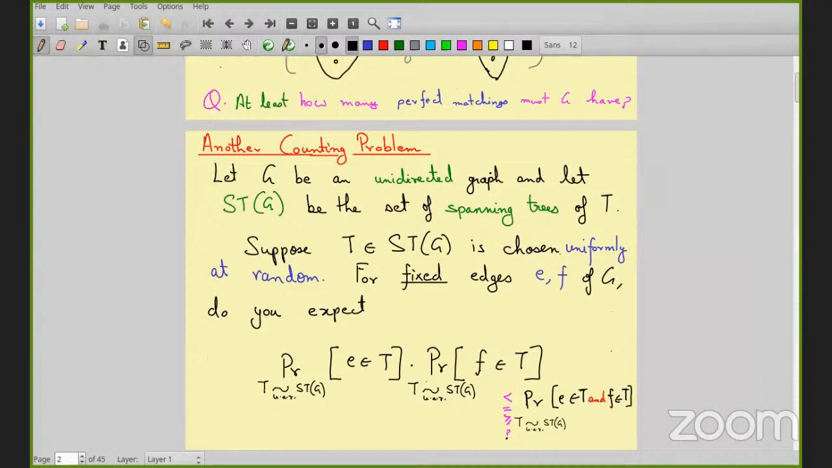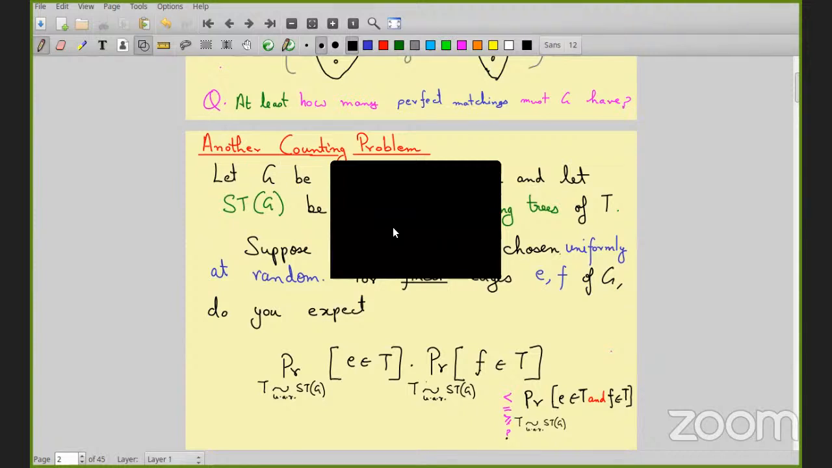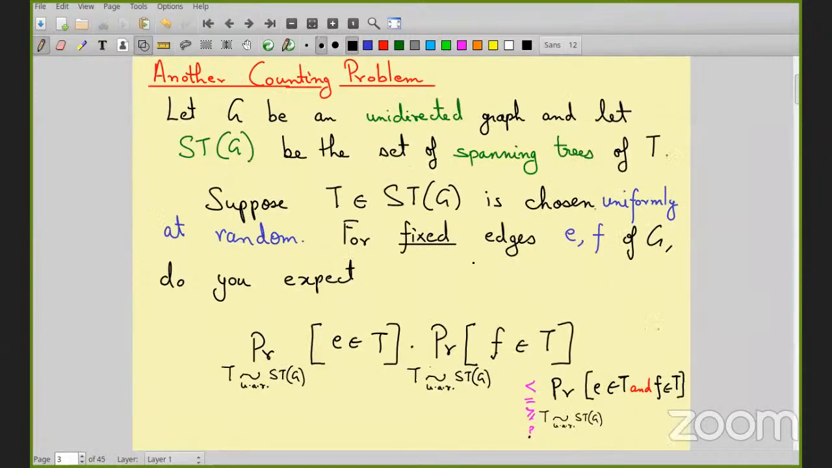Let's look at another question. So here's another counting problem. Assume that G is some undirected graph and ST(G) is the set of spanning trees. Suppose I sample a spanning tree uniformly from this. So there are no weights here. Every spanning tree is the same as any other spanning tree. Now I take some fixed edges E and F of the graph. When I sample my spanning tree by this process, I look at the probability that a particular edge E is in the tree, and I also look at the probability that both the edges E and F are in the tree.